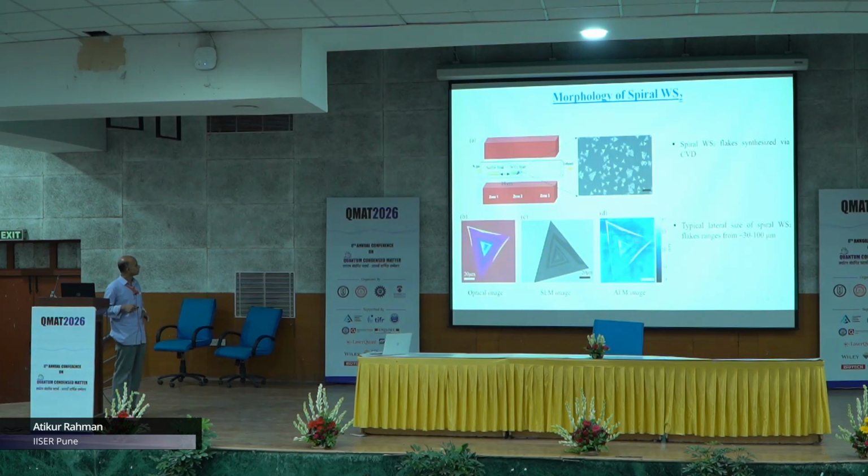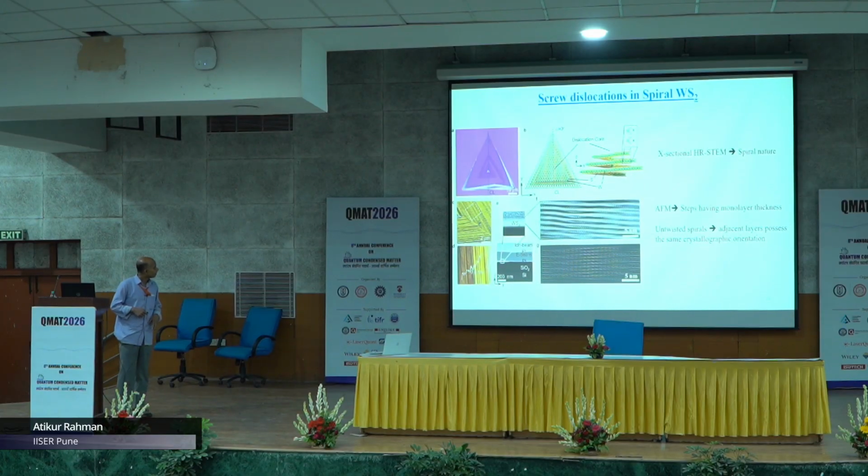So again, the samples are grown using chemical vapor deposition. By tuning the parameters, you can get these spiral geometries, and if you optimize them, you can get a pretty big sample. We got samples even larger than hundreds of microns. Here are some AFM and SEM images.